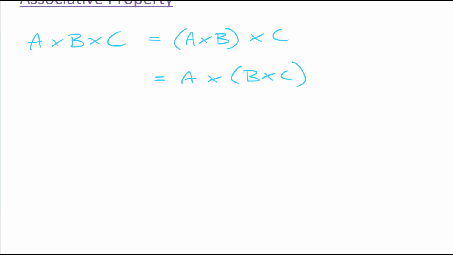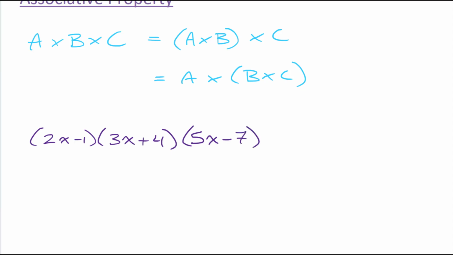So how can we use that when we're multiplying polynomials? Well, let's say we have an expression like 2x minus 1 times 3x plus 4 times 5x minus 7. I can choose what order I multiply these together. So maybe I want to multiply the first two together, 2x minus 1 times 3x plus 4. Maybe I'd prefer to multiply the last two together, 3x plus 4 times 5x minus 7. I could even multiply the first and the last.